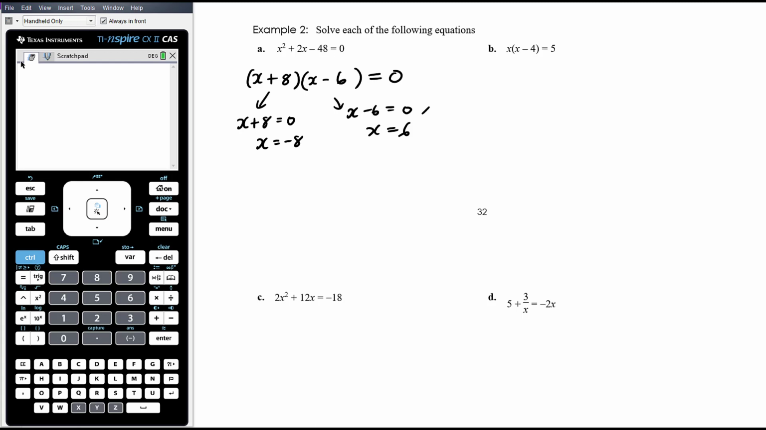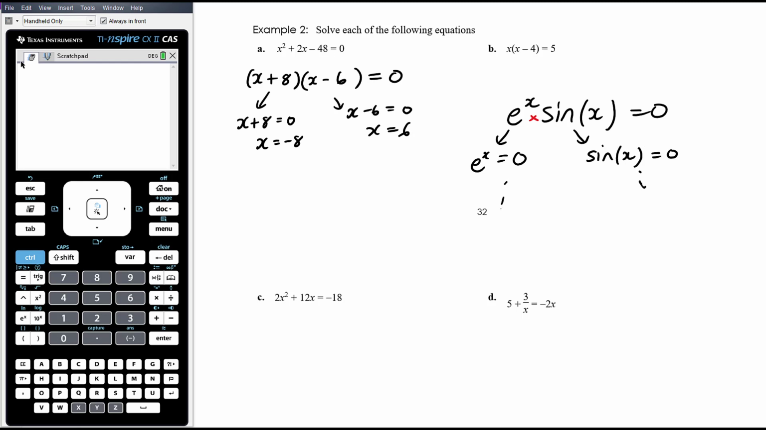But equally, I'm also trying to help you maintain a connection to what it is that you're actually doing, because the null factor law isn't just for quadratics. Down the track in year 12, when we've maybe got an equation like e to the x times sine x equals 0, the null factor law also applies. We are multiplying together two things to equal 0, which means either that thing equals 0 or that thing equals 0, and then I can focus on solving those two separate things.